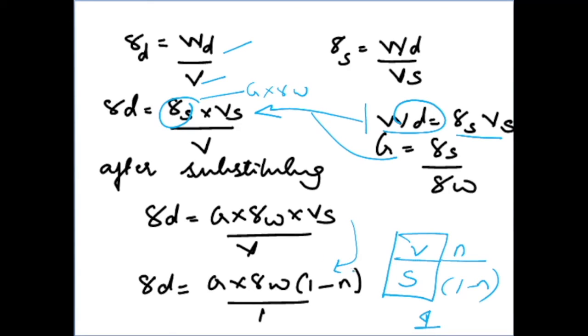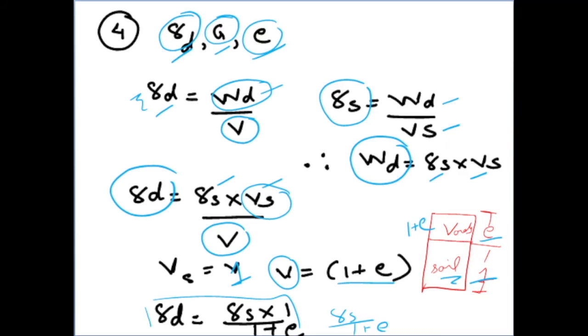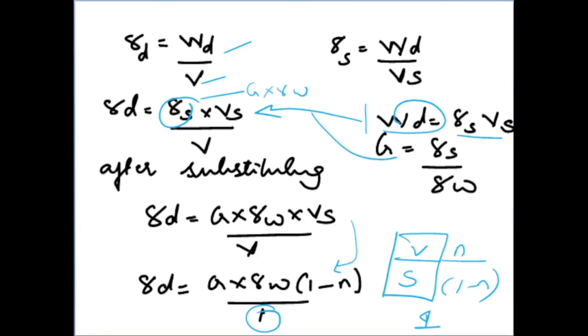So Vs can be written as 1 minus n, V can be written as 1. Okay, see, it is the same equation. If you remember, earlier we represented it in terms of e. It is the same thing which we had done, but this Vs and the volume was expressed in terms of voids ratio. Now what we are doing over here is representing it in terms of porosity. So I get gamma d is equal to G into gamma w into (1 minus n) divided by 1.